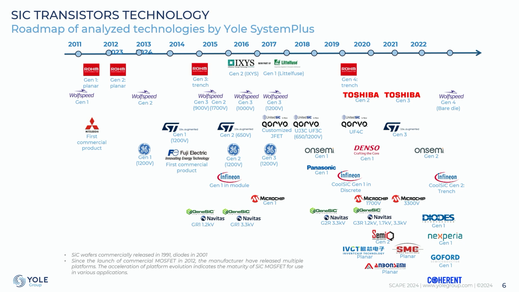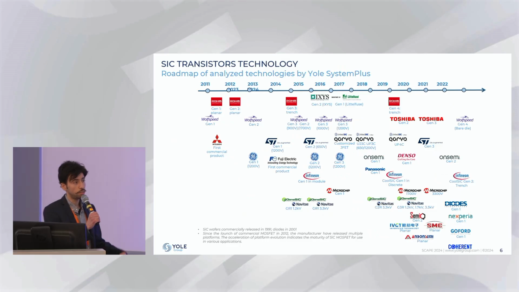So we see the historical players, ROHM, Wolfspeed, ST, Infineon, that are also continuing to offer the more recent technologies up to the recent years. But more and more we see acceleration of the introduction of the recent platforms, especially from Asian players. We see some Chinese players here, InventChip, GoFort, that were really introduced in the recent years. So I would say acceleration over the last 5 to 6 years. We are observing that with new voltage classes, more and more power modules, also targeting automotive applications.